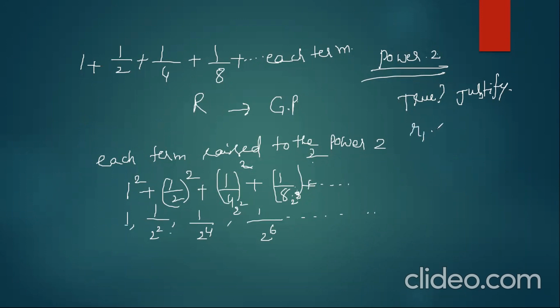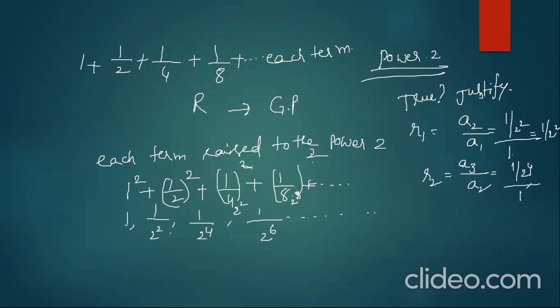So what is R1? R1 is equal to A2 by A1, right? So what is A2 here? 1 by 2 square by 1, which is equal to 1 upon 2 square. This is our R1. What about R2? R2 is equal to A3 by A2. A3 is 1 by 2 power 4 divided by 1 by 2 square, which is equal to 1 upon 2 square, right? So you are getting the common ratio same because it is GP, no doubt. That means R1 is equal to R2 is equal to half. Yes. So can we say that this is also in GP?